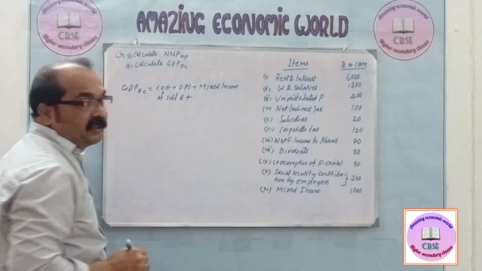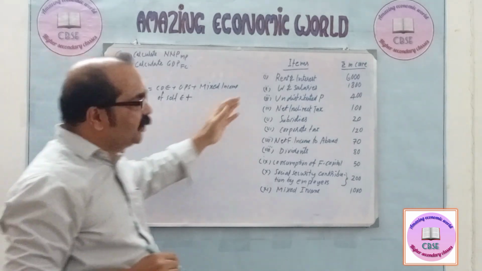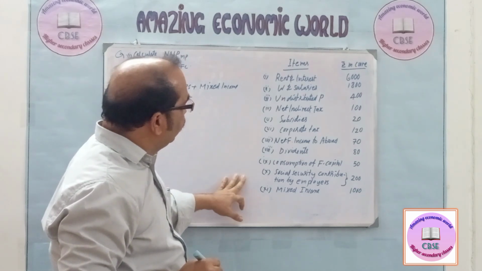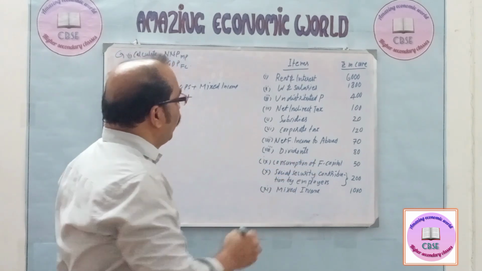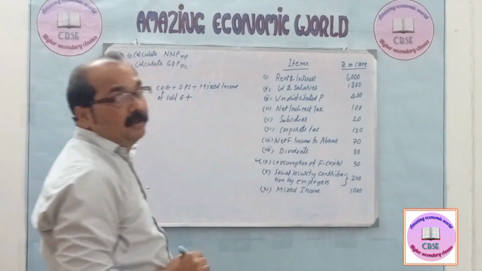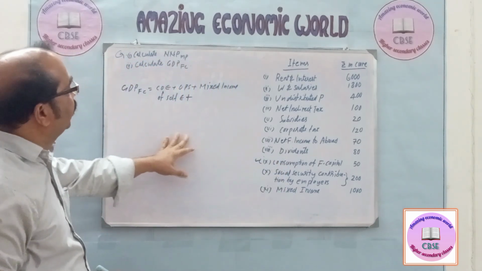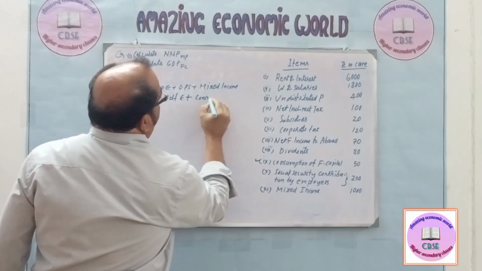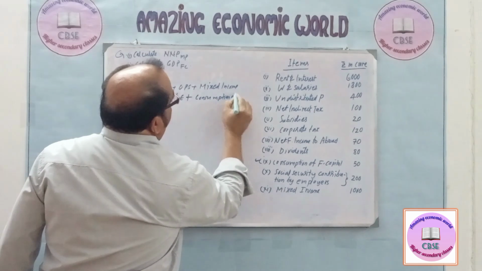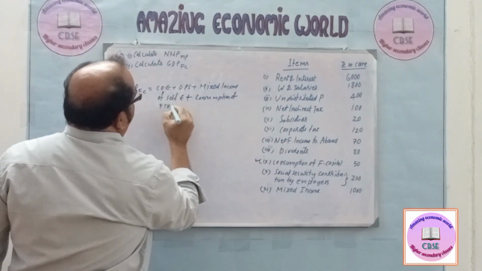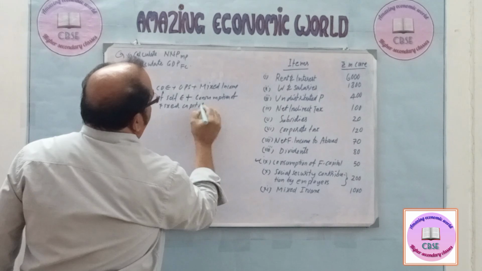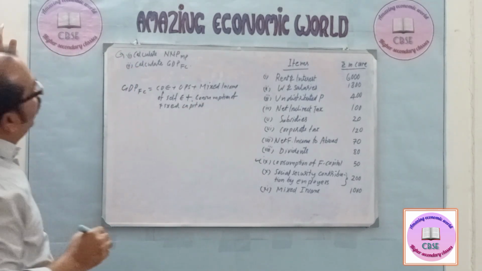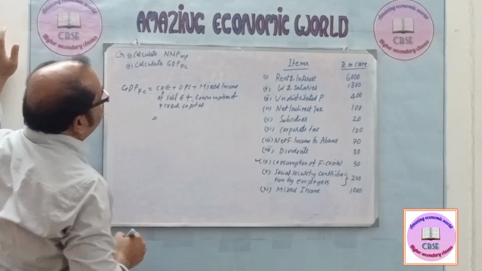That is depreciation. Is depreciation given or not in this question? Okay, we have to identify. Yes, it is given: consumption of fixed capital. This is nothing but depreciation. Then we can write it here: consumption of fixed capital. Give the amount.